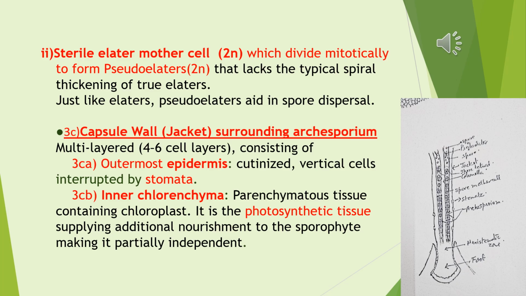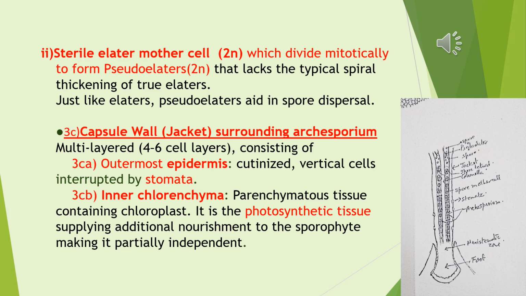Now we come to the sterile elater mother cells. These cells are also diploid, 2N, and these cells divide mitotically, so that is the equational division, to form pseudoelaters, which also are 2N. Now these pseudoelaters lack the typical spiral thickening of the true elaters. That is the only difference. The function, just like elaters, pseudoelaters aid in spore dispersal.